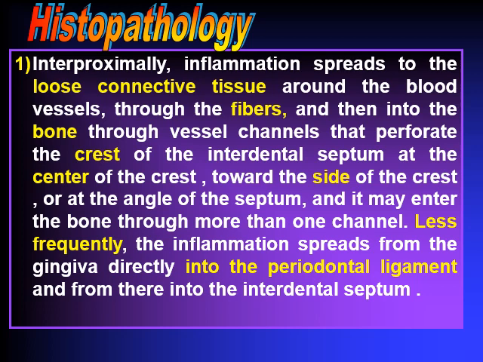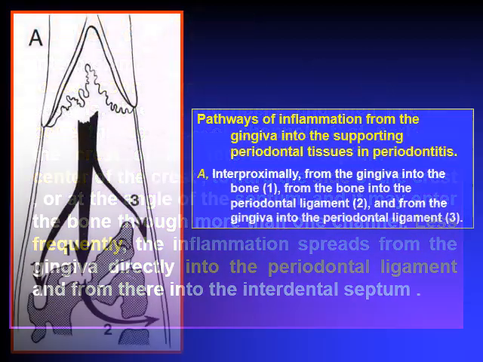It is less frequent that inflammation spreads from the gingiva directly into the periodontal ligament and from there into the interdental septum. It only occurs in cases of trauma from occlusion, which modulates or changes the direction of the inflammatory process directly toward the periodontal ligament.